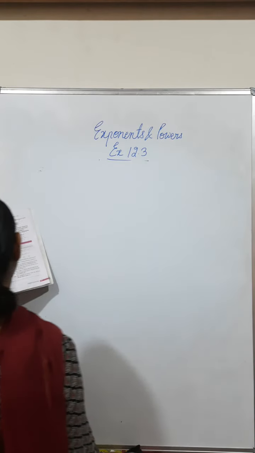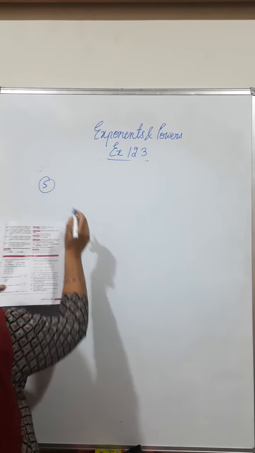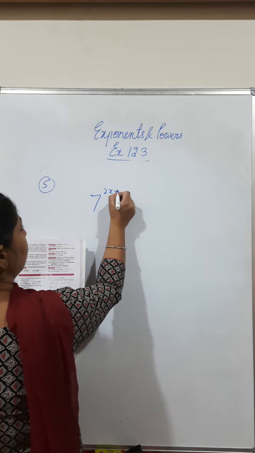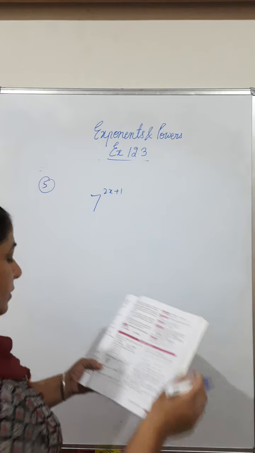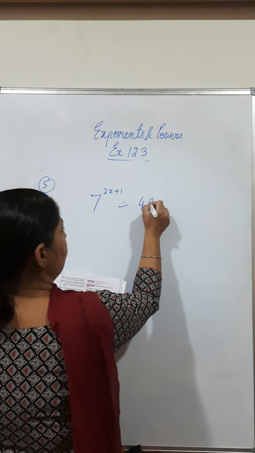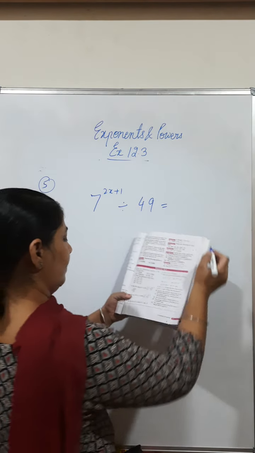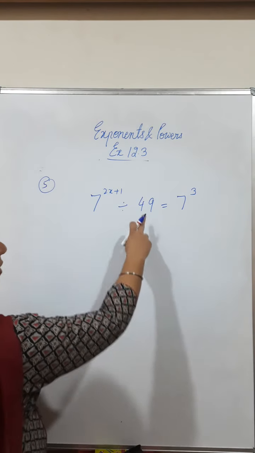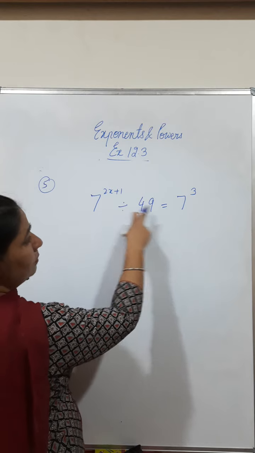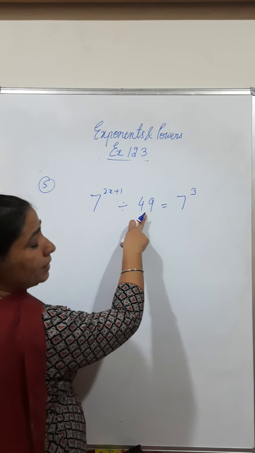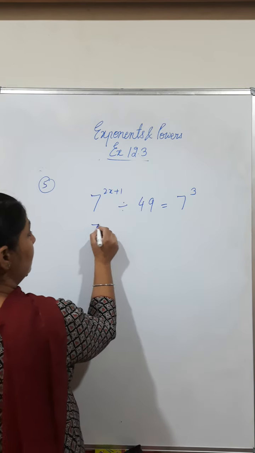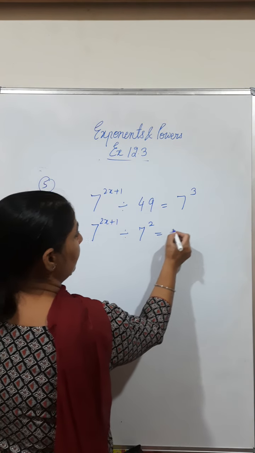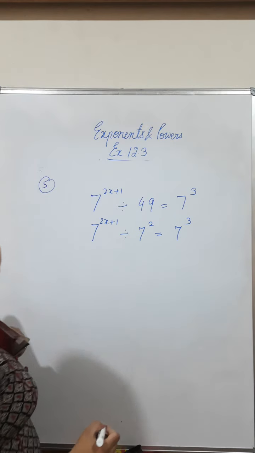In the fifth question beta, it is also the same thing but little bit we have to see. 7 raised to power 2x plus 1. Okay? This is divided by 49 and this is equal to 7 raised to power 3. Now beta, you have to see here that here it is 49 but here the bases are 7. So you have to make this 49 also equal to 7. So it will be 7 raised to power 2x plus 1 divided by 7 raised to power 2 is equal to 7 raised to power 3.